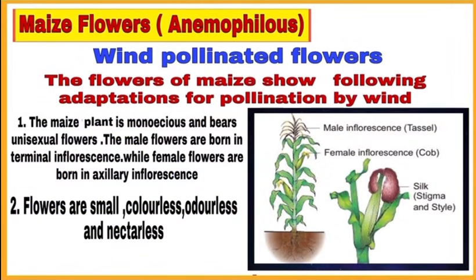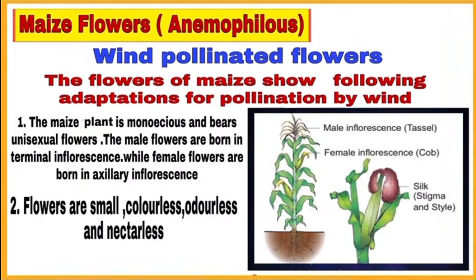Third, maize flowers, anemophilous flowers. The flowers pollinated by wind are called anemophilous flowers. The flowers of maize show following adaptations for pollination by wind. First, the maize plant is monoecious, means both male and female flowers are present on the same plant, and maize plant bears unisexual flowers, means flower is either male having stamen or female having pistil.